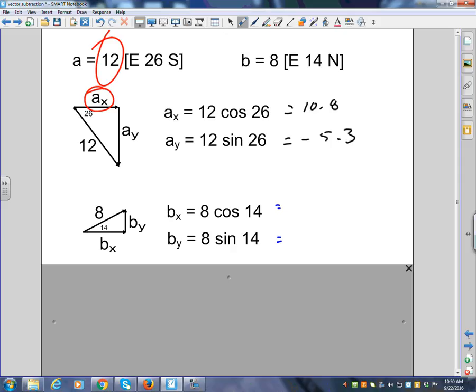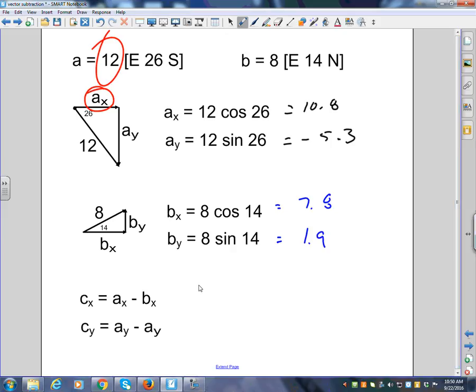8 times cos 14 is 7.8. 8 times sine 14 is 1.9. Both positive because it's right and up. If it goes left, it's negative. Left and down are negative.